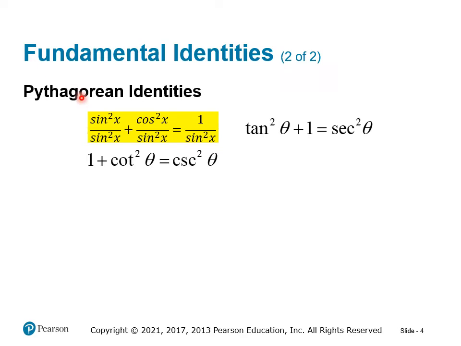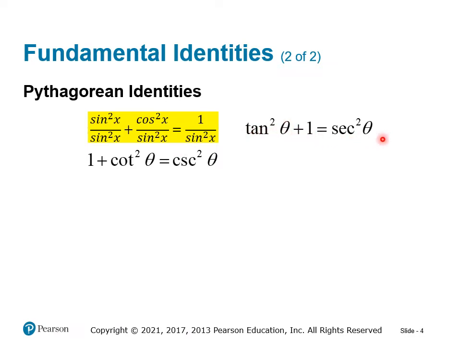Notice the numerator here in what you see in yellow is sine squared plus cosine squared equals 1. If we divide each term by sine squared, then notice here we get 1. Cosine over sine is cotangent, so since they're both squared, we get cotangent squared. And 1 over sine squared, this is the reciprocal of sine, which is, of course, cosecant. So just wanted to show you how these other two are derived.